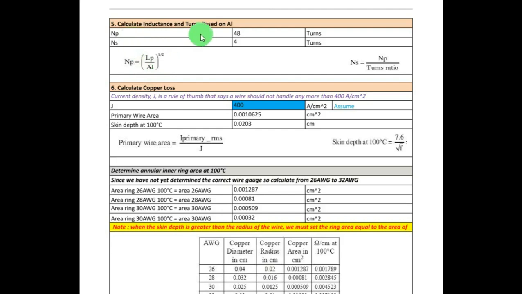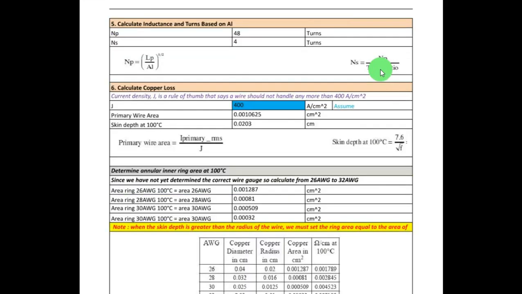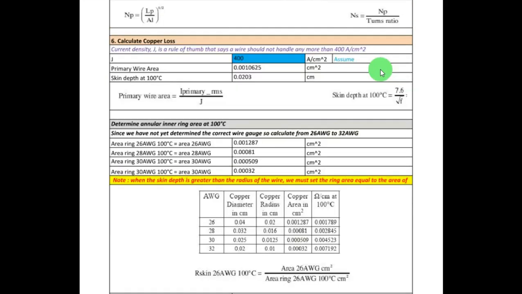I have calculated this and found that NP is 48 and NS is 4. I use this formula, NS equals NP divided by turns ratio. Since I have the value of the turns ratio, I can calculate NS.